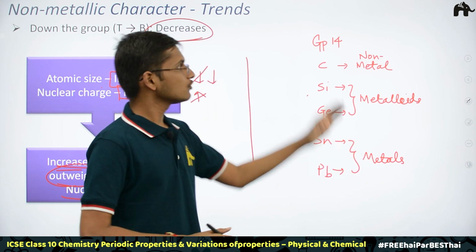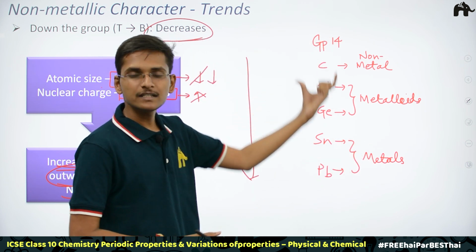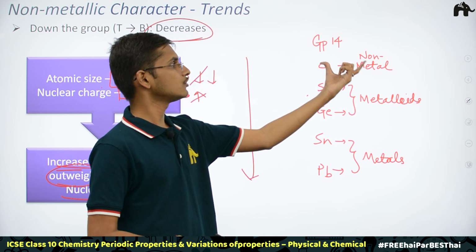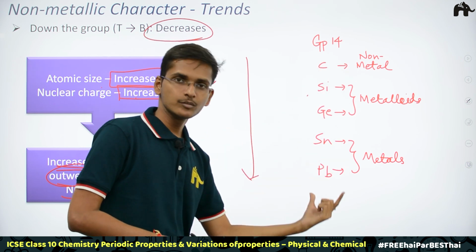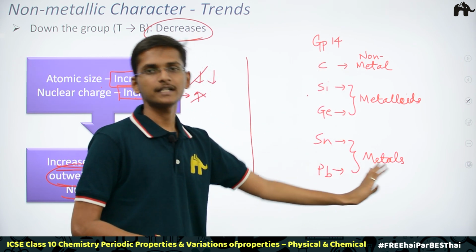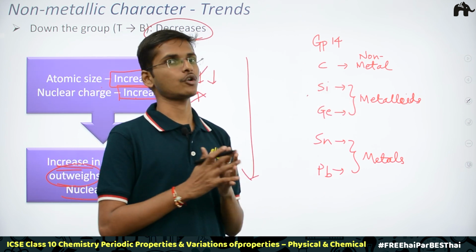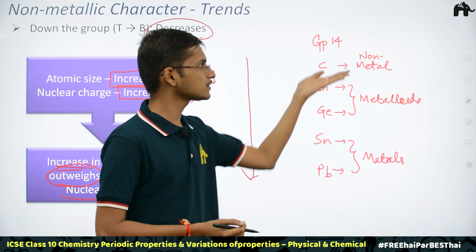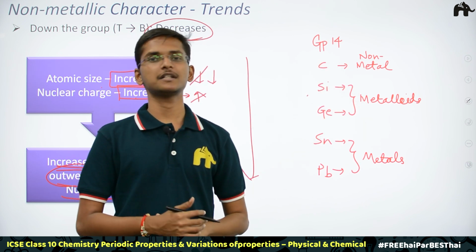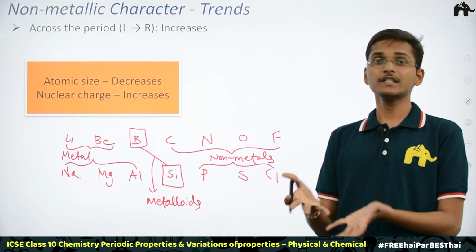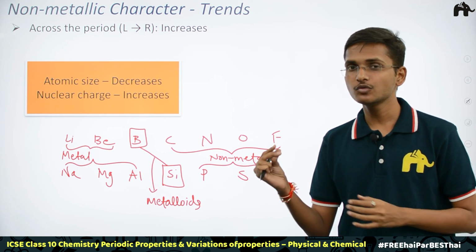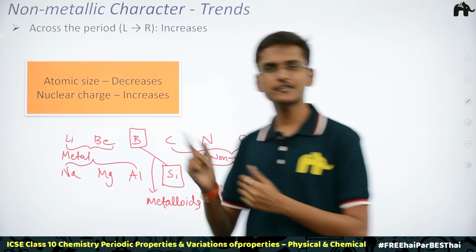So what we are seeing is the decreasing non-metallic character. Initially we would find non-metals, but later on as we go down the group, at the end we would find metals. And in between we are finding some metalloids as well. So this is showing us the transition from non-metal to metal character. Now let's see what happens to the non-metallic character when we move across the period from left to right.